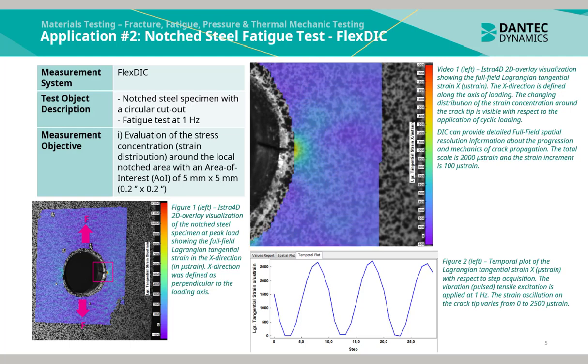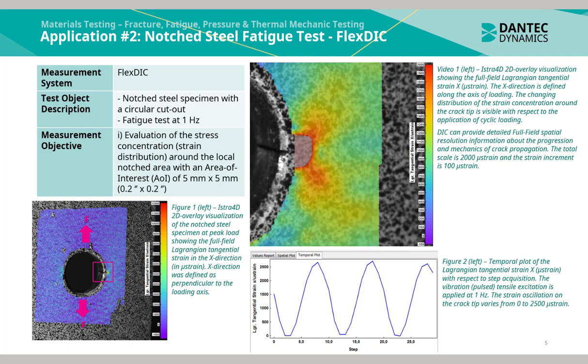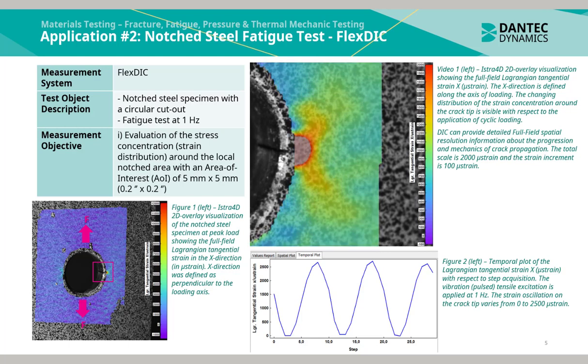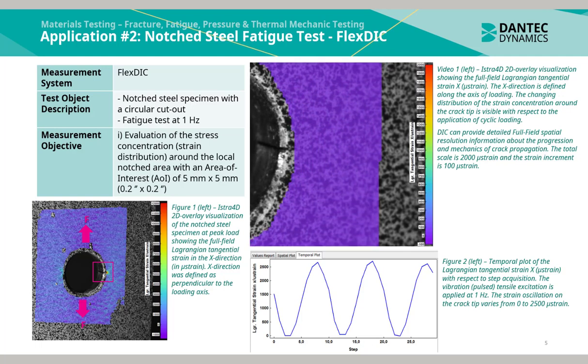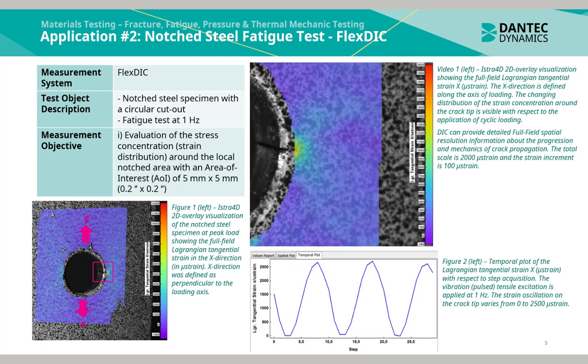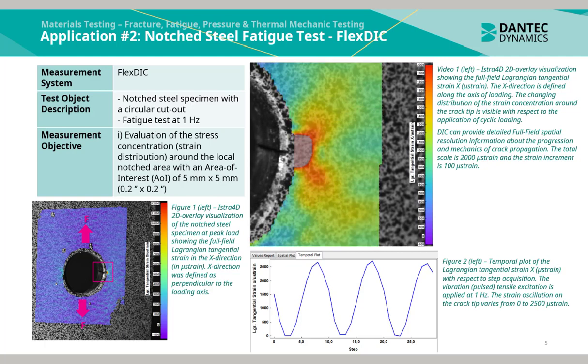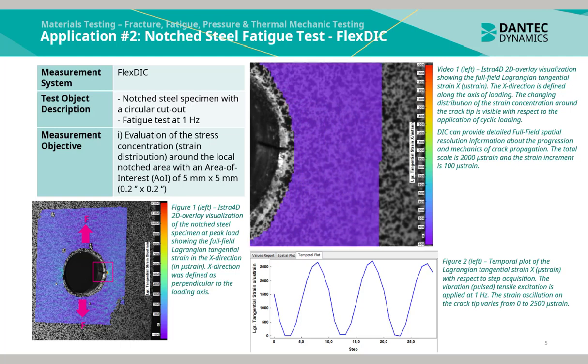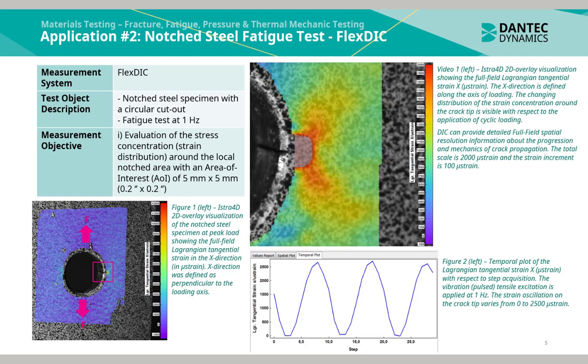The measurement objective is to evaluate the stress concentration, specifically the strain distribution, around the local notched area with an area of interest of approximately 5 by 5 millimeters. In figure 1 shown to the left, the EduDIC 2D overlay visualization of the notched steel specimen at peak load showing the full field Lagrangian tangential strain in the x direction is shown. The x direction is defined as being perpendicular to the loading axis.